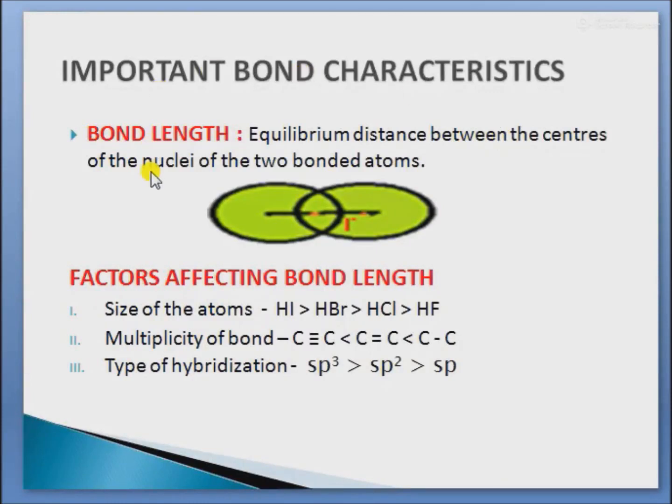Characteristics. First one is bond length. Bond length is the distance between the centers of the nuclei of the two bonded atoms. As you can see in this picture, these are two bonded atoms, and this is the distance between the centers of the nuclei, and this is called the bond length.